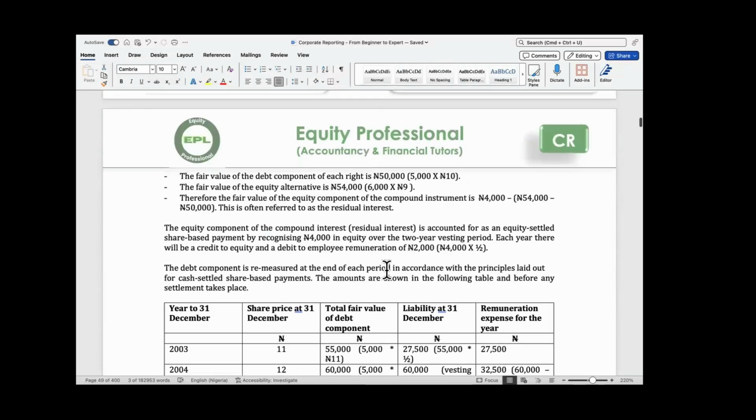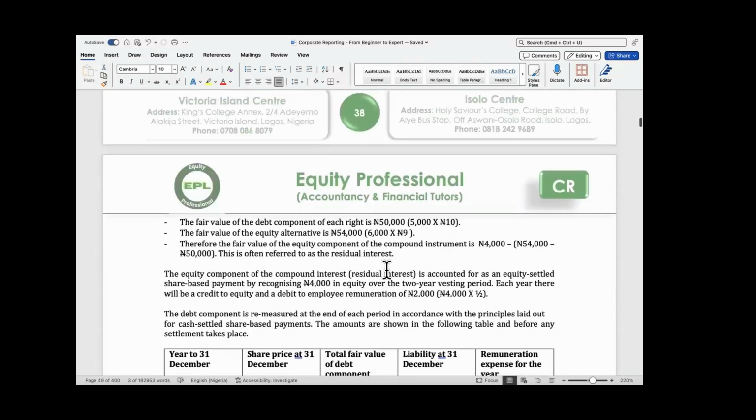So the value of the equity will be the residual there. The fair value of the equity will be this 6,000 times 9 naira, which is 54,000, the value of the entire package, minus the value of the debt component, which is 50,000. Then it is this 4,000 that becomes the value of the equity. Equity is a residual interest.